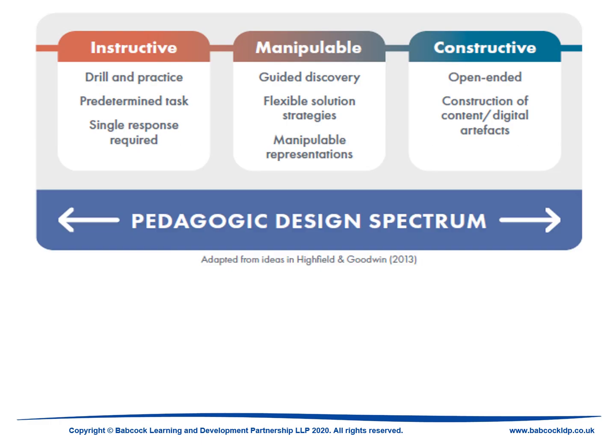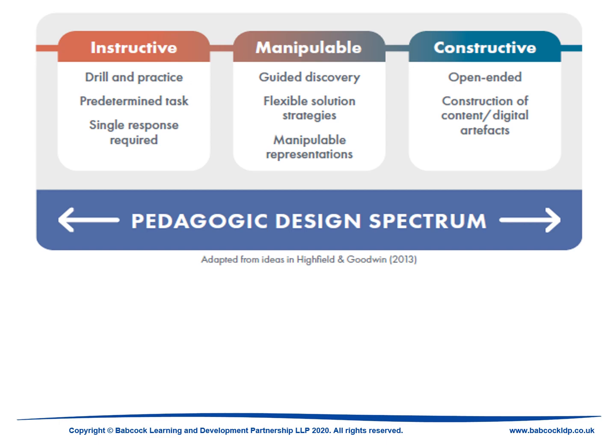So thinking about why this happened, we thought this pedagogic design spectrum was quite useful, which we've taken from Espresso 30 by Cambridge Mathematics. And thinking about the provision for remote learners in the first lockdown, what we observed was most of it sat within the instructive end of that spectrum. There was a lot of drill and practice, a lot of single response required, predetermined tasks. And that was because that was a lot easier to provide than the manipulable and the constructive.